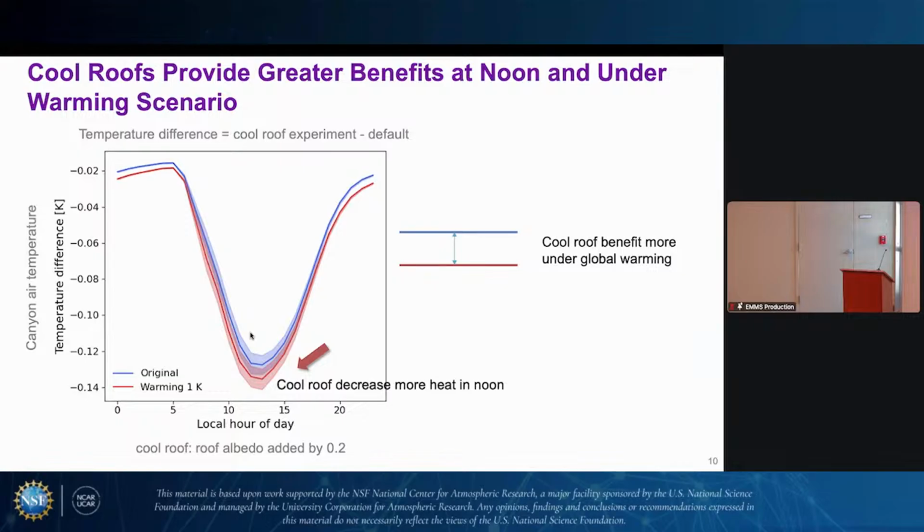The blue one is the original, and the green one is the warming scenario. For the warming scenario, we directly add 1 degree to the forcing temperatures, so that we can see how the cool roof will respond to this warming scenario. We found that the cool roof can provide greater benefits at noon, and under the global warming scenario, it will provide more cooling benefits.